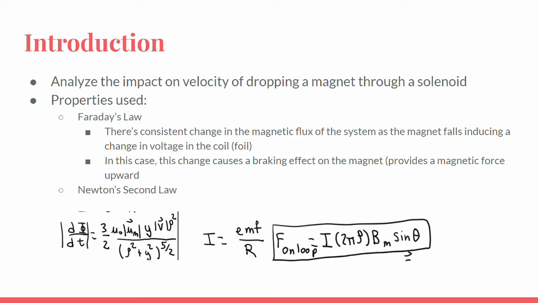The main property used in this lab was Faraday's law, because as we drop the magnet through the aluminum foil tube, the magnet induced a current, in this case a change in voltage in the coil, and this change in voltage causes a magnetic force. In this case it provides a magnetic force upward, and this creates a braking effect on the magnet, and this force acts counter to the force of gravity.